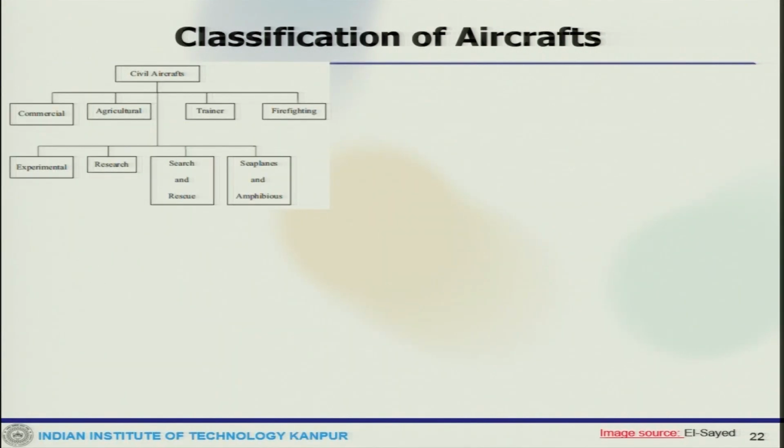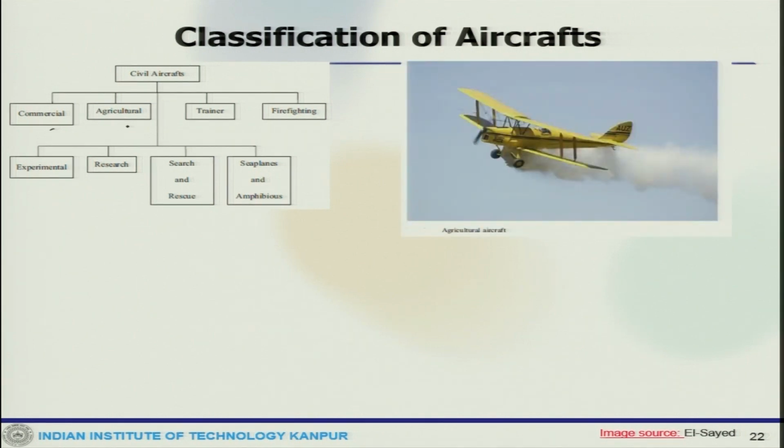Now, when you move to another segment of this division, where you have civilian aircraft, and then we will divide into another segment, the military aircraft. Now, the civilian aircraft, there could be commercial, which we avail every day, or there could be agricultural. So, this is one of the pictures of an agricultural aircraft, which you can see spraying some water. Then there could be trainer aircraft or firefighting.